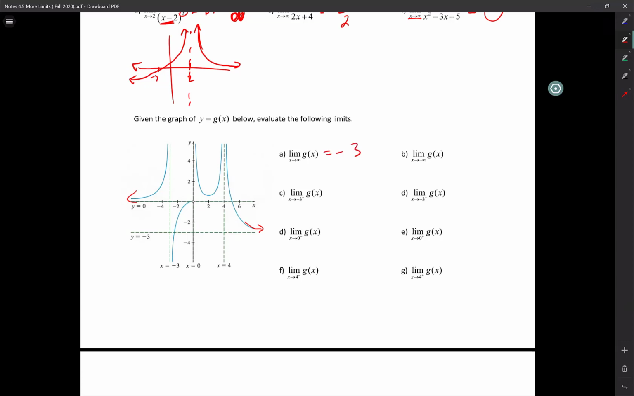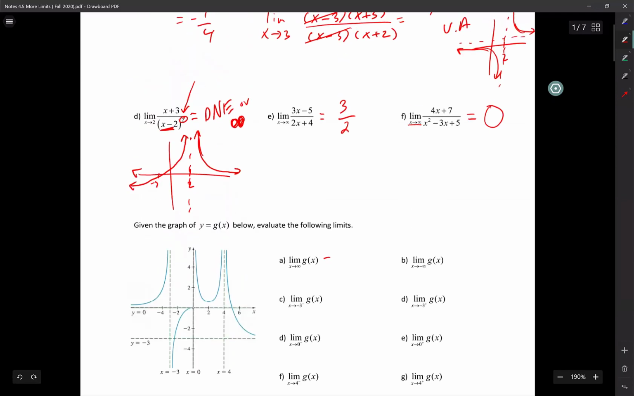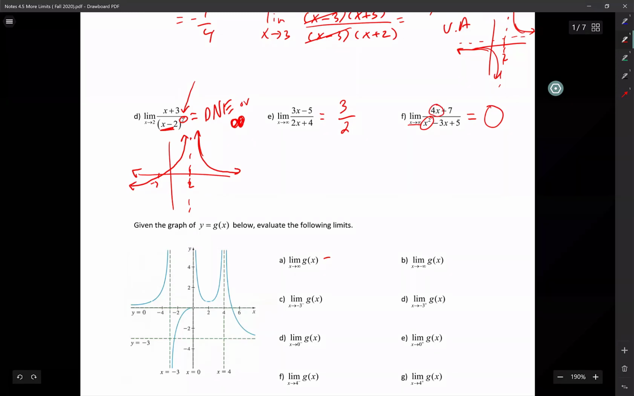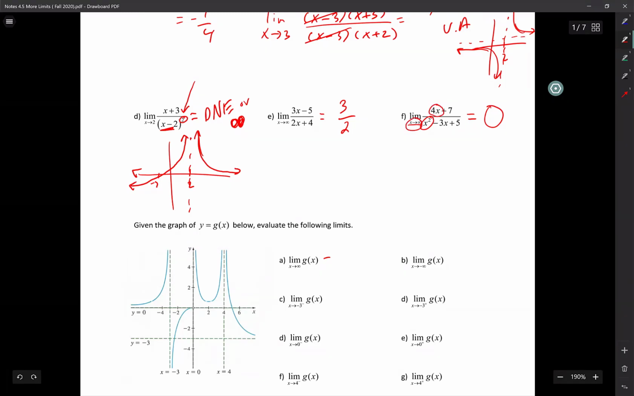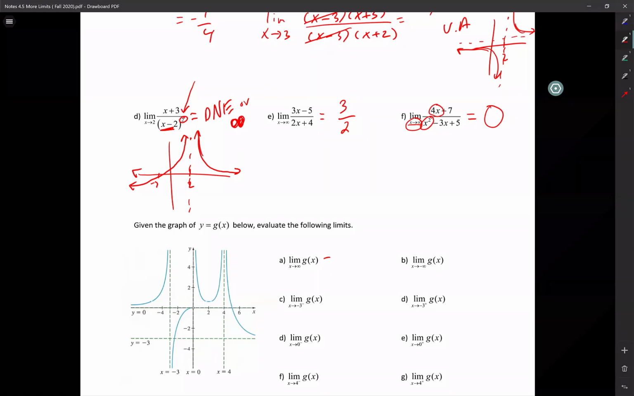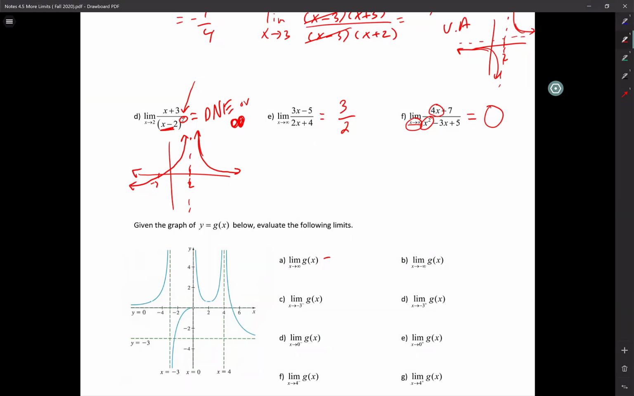I'm sorry, I didn't catch the previous problem. If you could scroll up real quick. Sorry. You're talking about letter F? Yes. In the bottom, I have an x squared, and on the top, I have a 4x. X is approaching infinity, so you should be thinking end behavior. Okay, thank you. Are we okay? Yes, sorry.